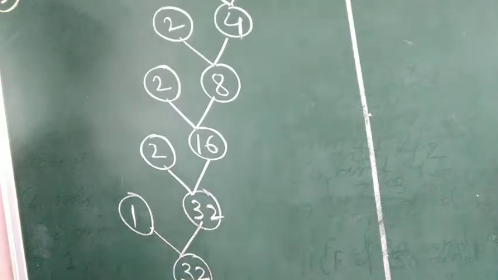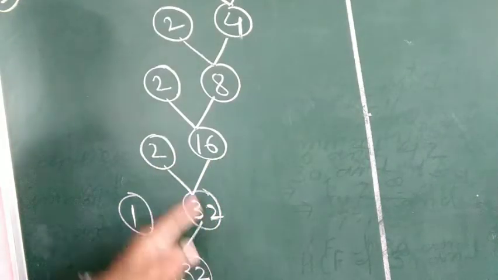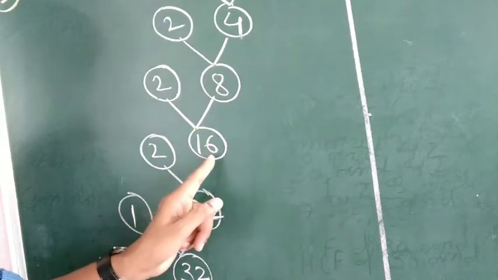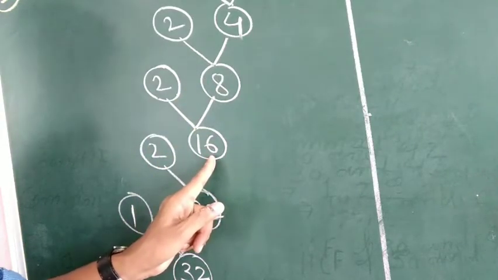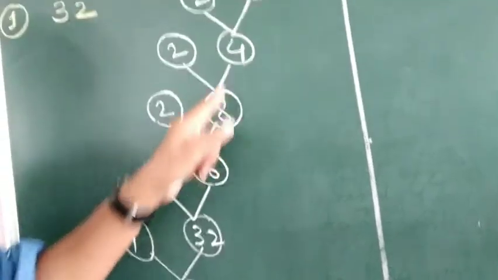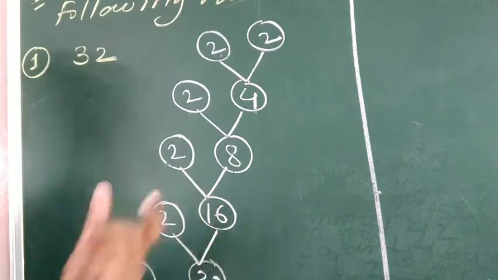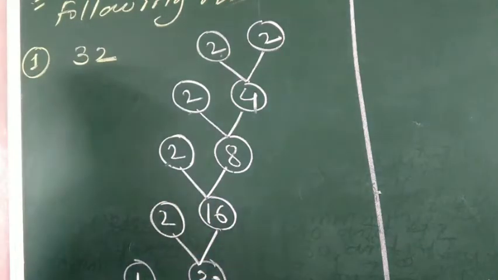So see, 1 into 32 it is 32. 2 into 16 it is 32. 2 into 8 it is 16. And then 2 into 4 it is 8. And 2 into 2 it is 4. So this way this is the picture of factor tree of given number 32.